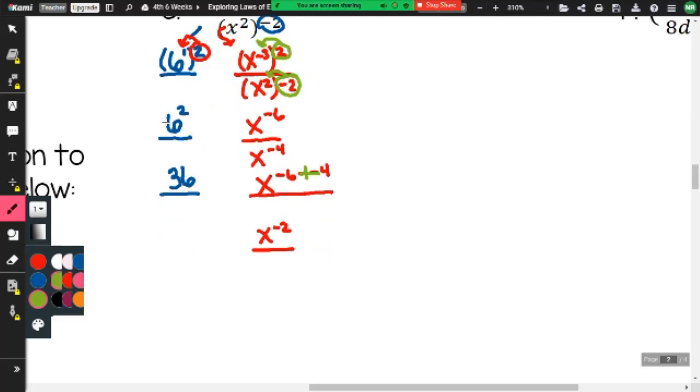can I stop there? No, because now I have to grab that power and move it where? To the bottom. So x squared goes to the bottom. It goes from a -2 at the top to a +2 at the bottom.